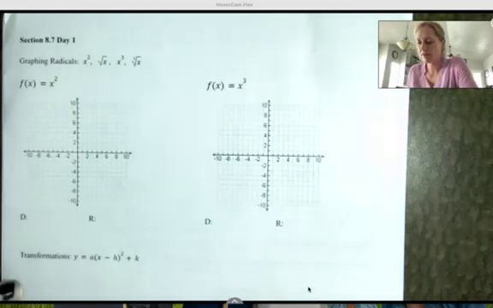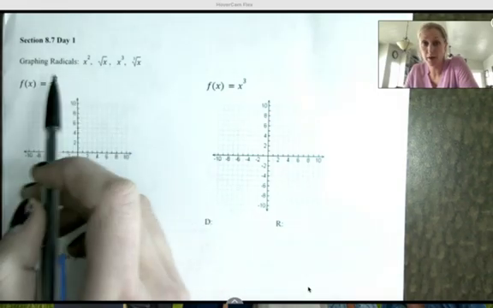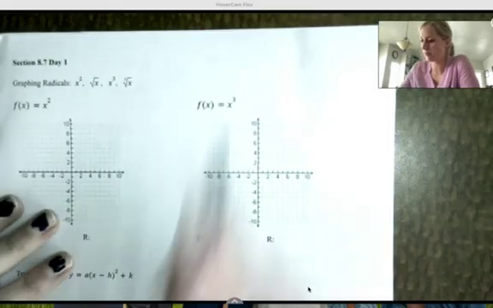This is 8.7, day 1. We're going to be graphing radicals today. So we need to know what each of these parent functions look like. So I'm going to draw a super basic example up here.